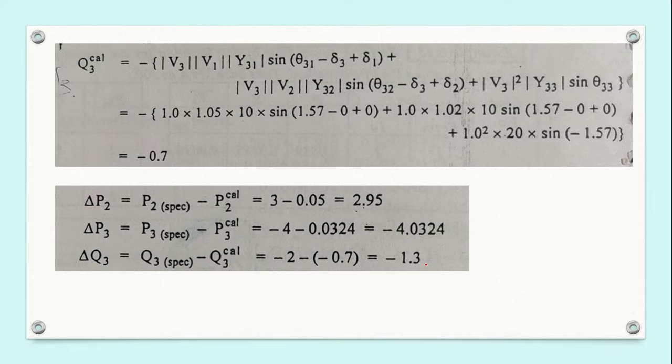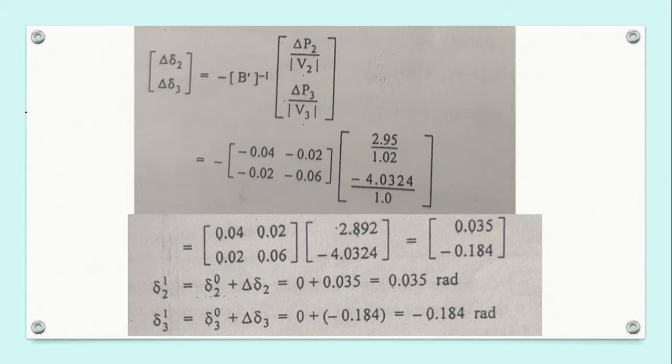Now we need to calculate the voltage angle mismatches as well as voltage magnitude mismatches. So first of all, voltage angle mismatch. So we know the general equation for calculating voltage angle mismatch.